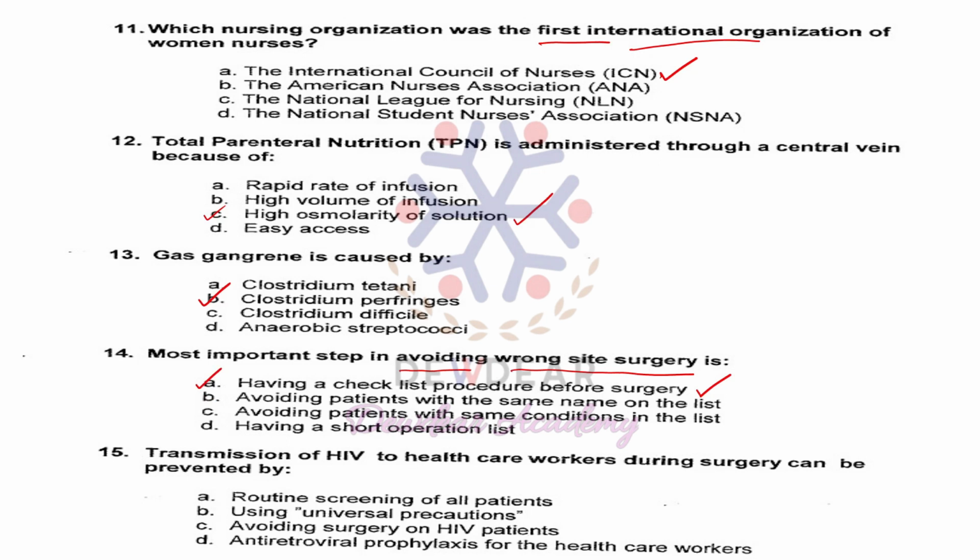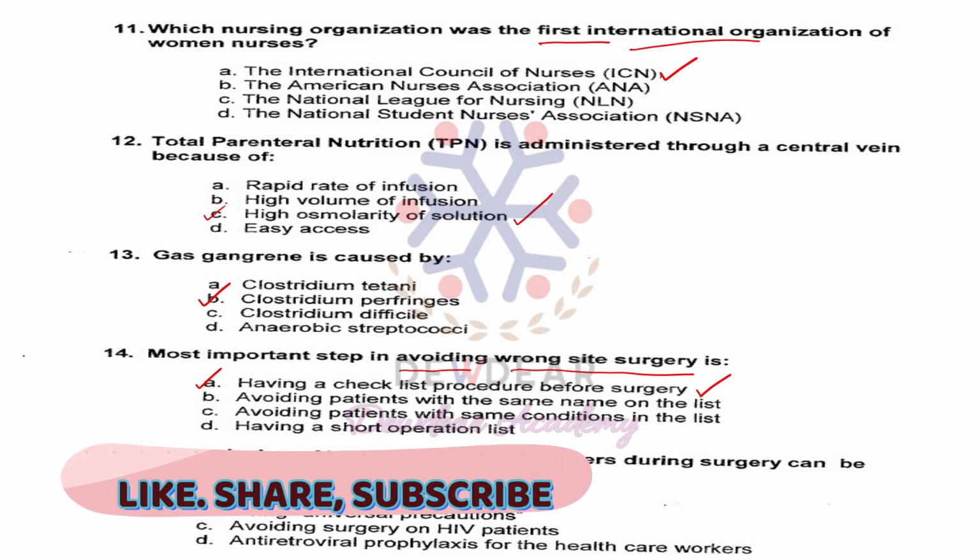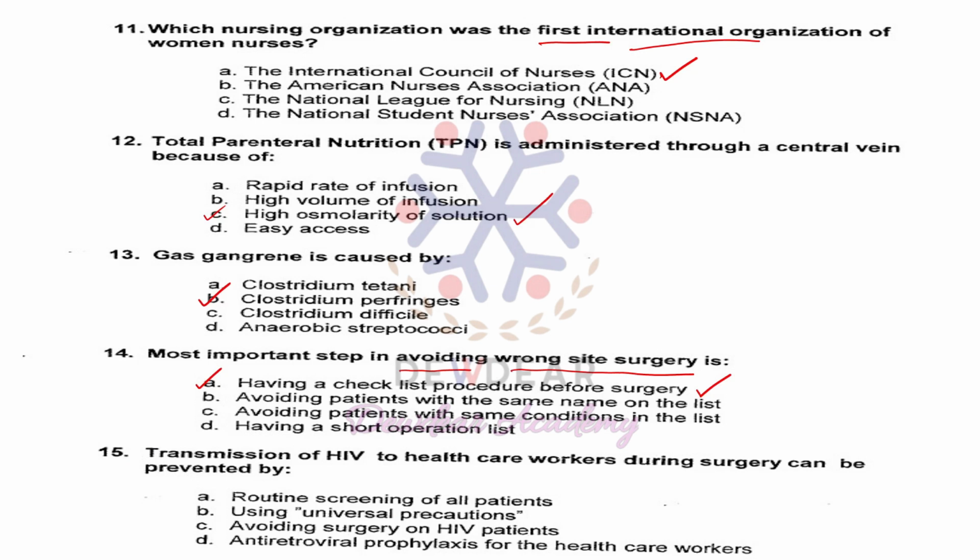Question number 15. Transmission of HIV to healthcare workers during surgery can be prevented by. Options are routine screening of all patients, using universal precautions, avoiding surgery on HIV patients, antiretroviral prophylaxis for the healthcare workers. So the question is how we can prevent the transmission of HIV to healthcare workers during surgery. During the time of surgery, how we can prevent the transmission of HIV to the healthcare workers.